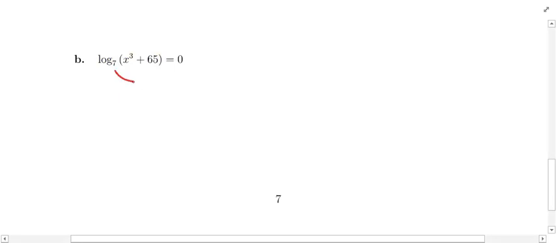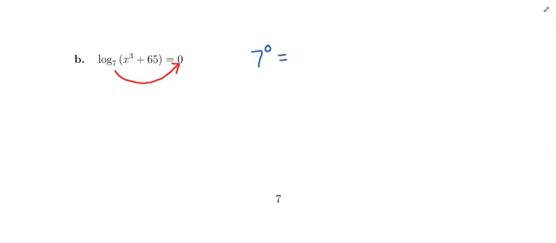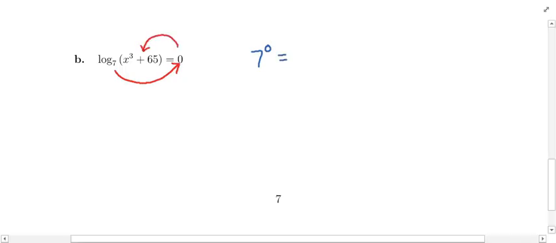If we take the base and raise it to this power, meaning 7 raised to the 0 power, that has to give us this quantity, which is x cubed plus 65. The logarithm is gone. So we're going to have to solve this now for x. Anything to the 0 power is 1, so we get 1 is equal to x cubed plus 65.